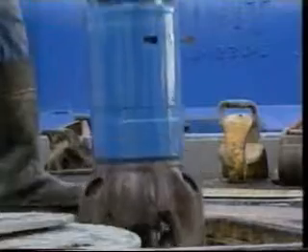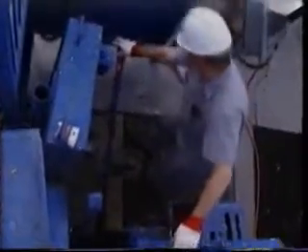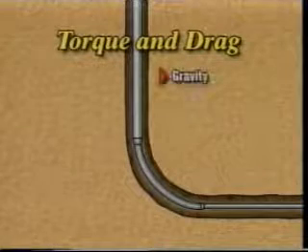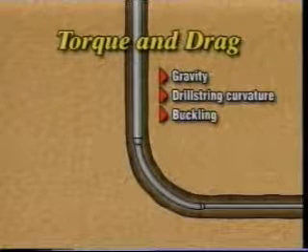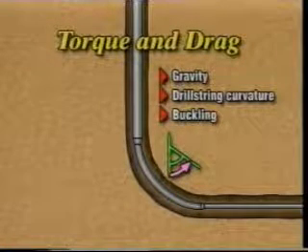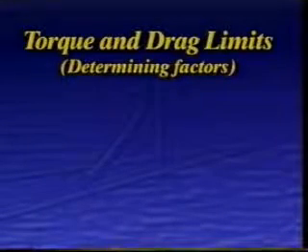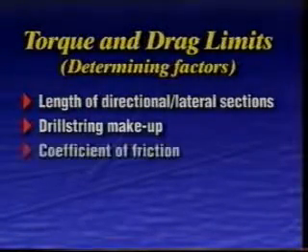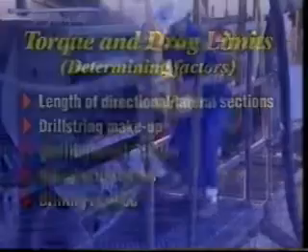Torque and drag considerations play a big part in the drill string design process, and become increasingly significant as the radius of curvature and length of the horizontal section increase. Torque and drag result from frictional forces due to gravity effects, normal forces resulting from the curvature of the drill string, and buckling tendencies. These forces increase with increasing hole inclination and may serve as limiting factors during drilling and casing operations. Factors that affect torque and drag limits include the length of the hole's direction and lateral portions, the drill string makeup, the coefficient of friction, the rig specifications, and the drilling method.